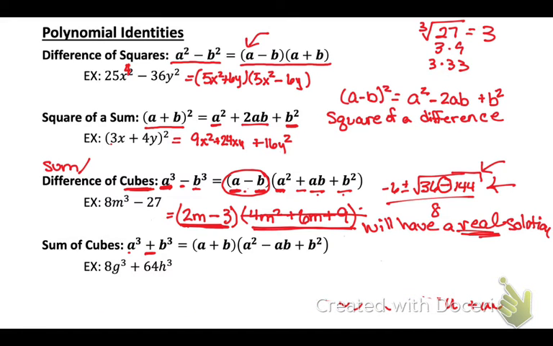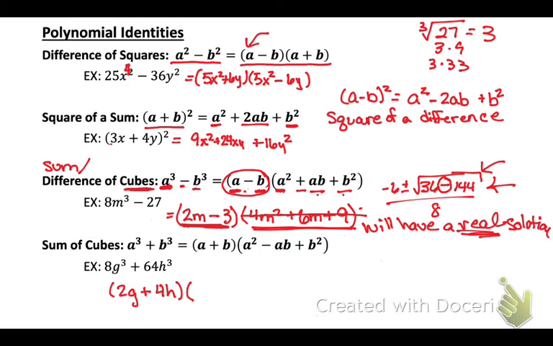Hey, I need that. Okay, so I have 8g cubed plus 64h cubed. Are those perfect cubes? Yes. So, cube root of 8g cubed: 2g. Same sign. Cube root of 64h cubed: 4h.